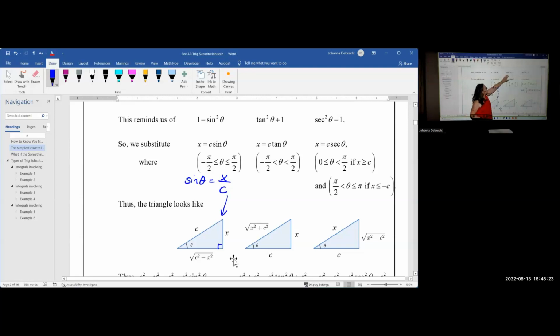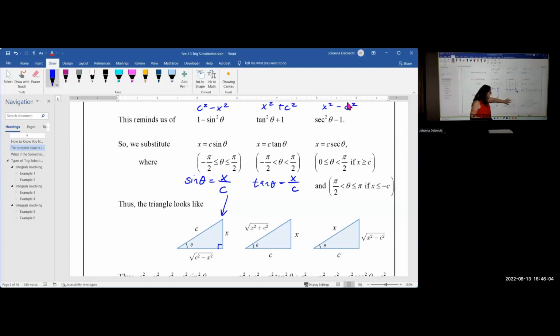We can do the same thing in this next one right here. This was x squared plus c squared. So let me put that up above here so we can see it. This is x squared plus c squared, c squared minus x squared, and x squared minus c squared. When I look at this one, it reminds us of the Pythagorean identity, tangent squared of theta plus 1. When I make a substitution, I let x be c tangent of theta, which means that I can solve it for tangent of theta, which becomes x over c. So that's opposite over adjacent.